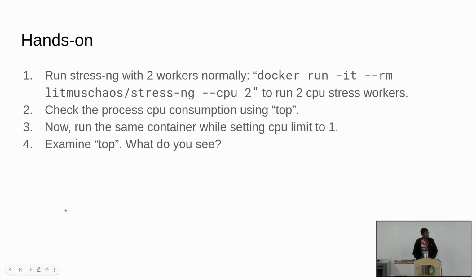Has anyone run top and seen the results? Able to see the results? Top is showing 200% for 2 workers. So stress-ng is trying to create 2 processes, and each process will go all out, maximum core usage. Normally if you just run it like that, it will take 200%, 2 cores. And then if you set a limit of 1, your total processes within the container should use only that. This is the cgroup in action. You can actually see the limit being applied.